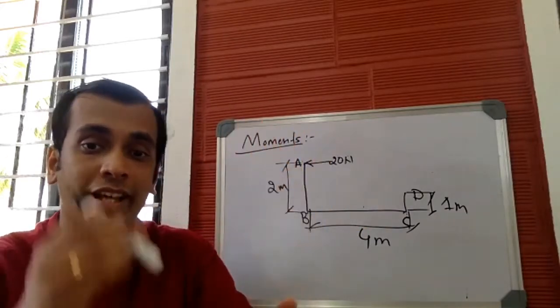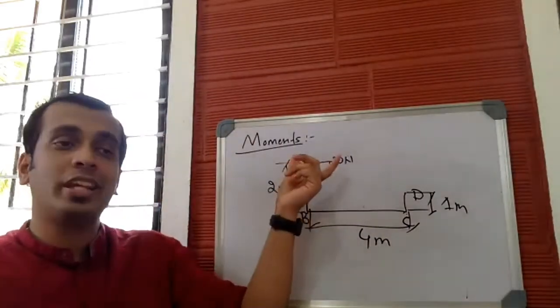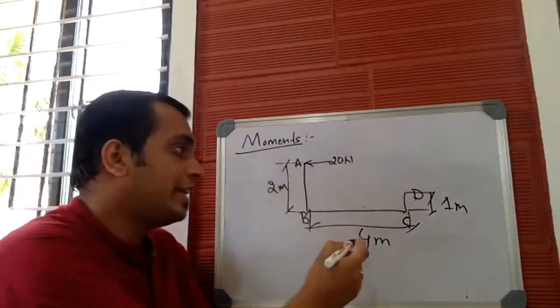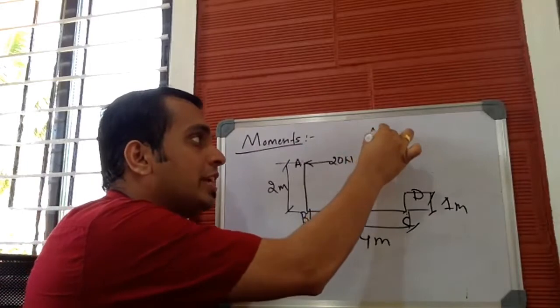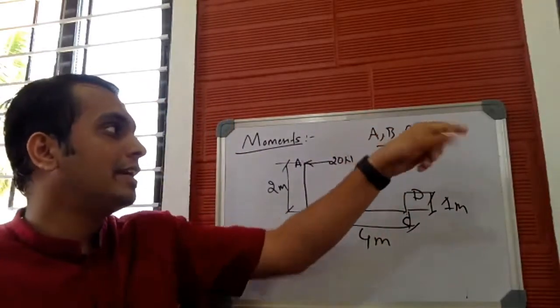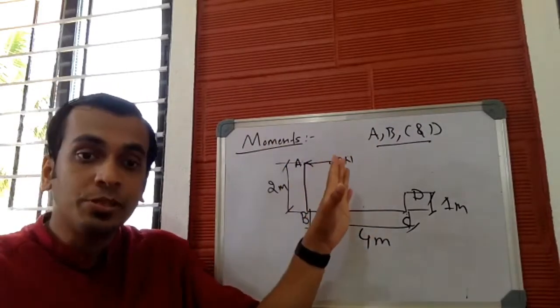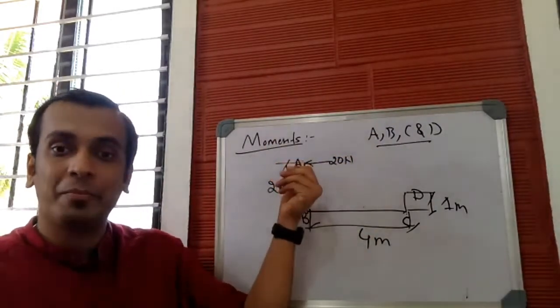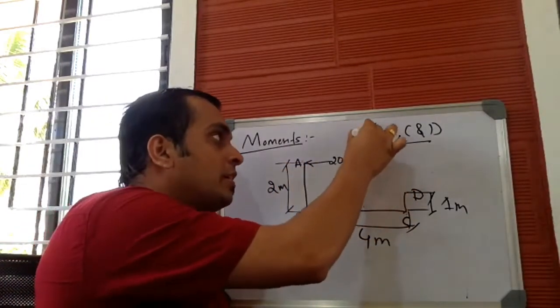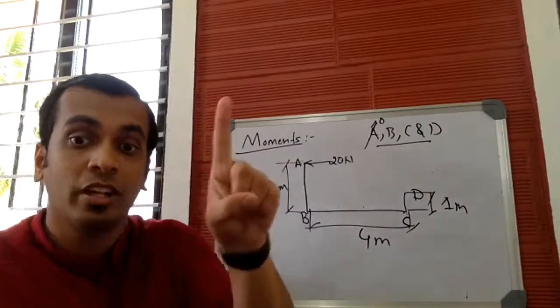The first case is when the force acts exactly on the point of rotation. For example, in this case, the force acts on A. According to the question, we need moment about A, B, C, and D produced by this particular force of 20 Newton magnitude. But the 20 Newton force acts exactly on A. So moment about A will be zero. This is one of the cases.